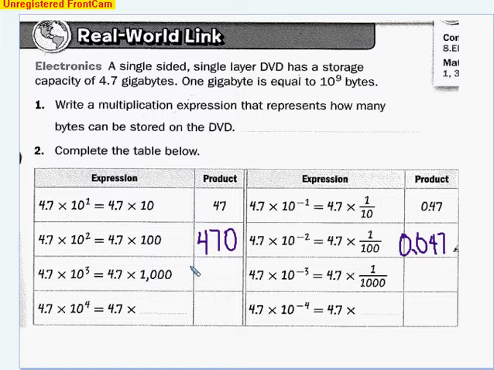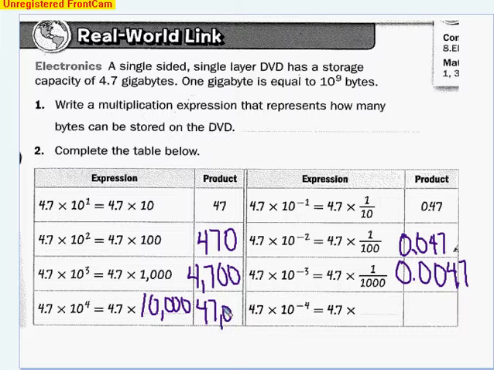4 and 7/10 times 10 to the third would give us 4,700. To the negative third would give us 0.0047, which is 47 ten-thousandths. 4 and 7/10 times 10,000 would give us 47,000. And then 4 and 7/10 times 1 over 10,000 would give us 0.00047.